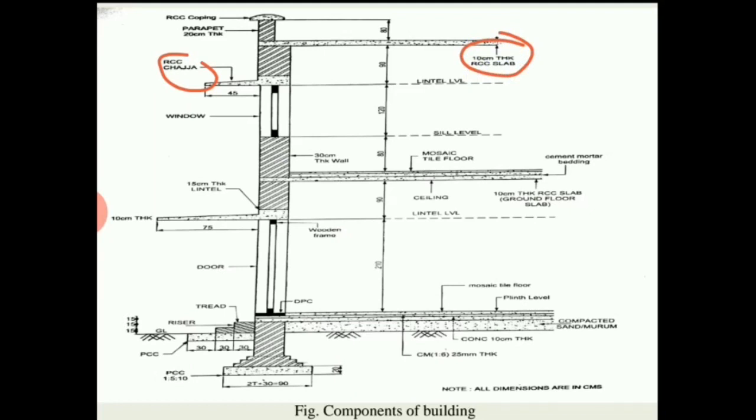Now next is parapet wall, and this is constructed on the periphery of a roof slab to protect people from falling down from the building. And the last component is coping, and it is provided on the top of parapet wall. Okay, clear components of building.